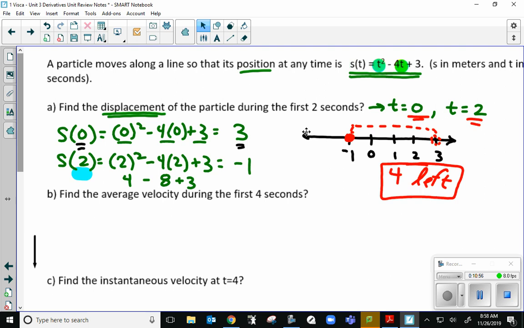Find the average velocity. Okay, notice that's the question for B. Notice C says instantaneous velocity. So I'm going to take a moment and back up 1 second here.